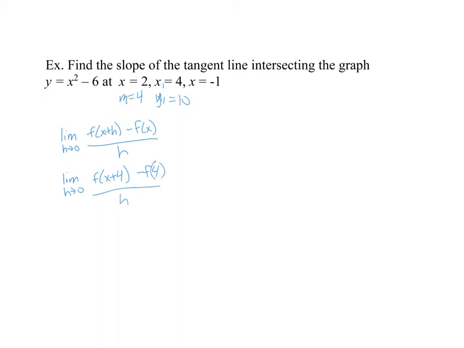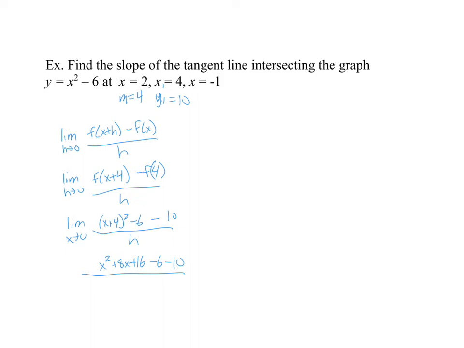all over h. Now we just got to do the algebra, so plug that into the original equation. So we'd have x plus 4 squared, take away 6, and f of 4 we already figured out was 10, so I'll just put that in, we don't need to rewrite that. So now all we got to do is simplify the top, so let's FOIL out the top, we get x squared plus 8x plus 16, take away 6, take away 10, all over h.